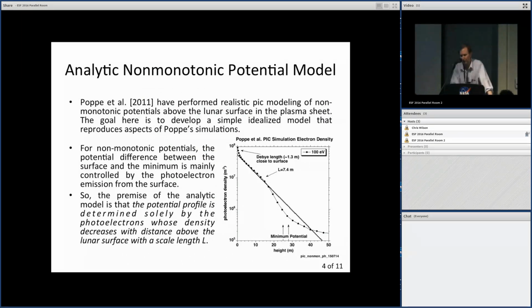So Poppy et al. have performed realistic particle-in-cell simulations of non-monotonic potentials above the lunar surface. And our goal here is to come up with an analytic model based on Andrew's results. And the premise of our analytic model is going to be that the potential profile above the lunar surface is determined solely by the photoelectron density above the lunar surface, which drops off with a scale length L.